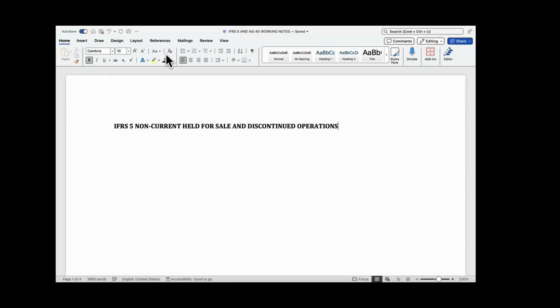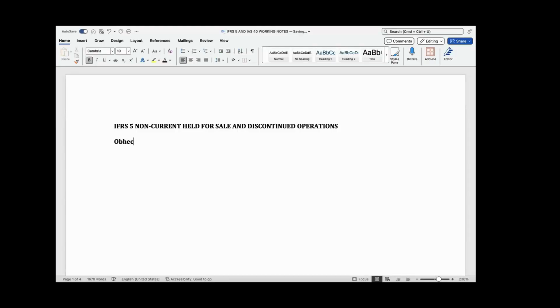Today, we intend to look at two very short and interesting standards. The very first of which is IFRS 5. And IFRS 5 talks about non-current asset held for sale and discontinued operations. So for this standard, from the name, we're going to be dealing with two items.